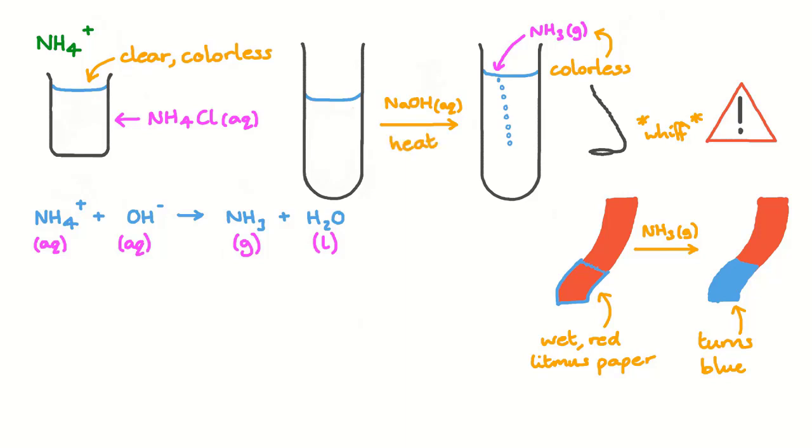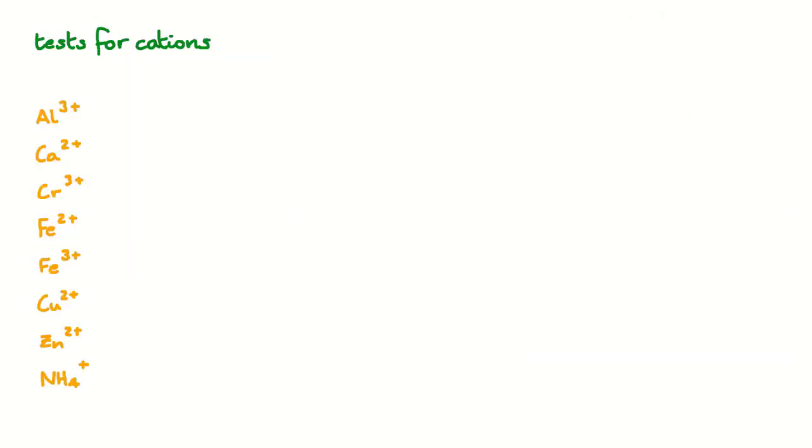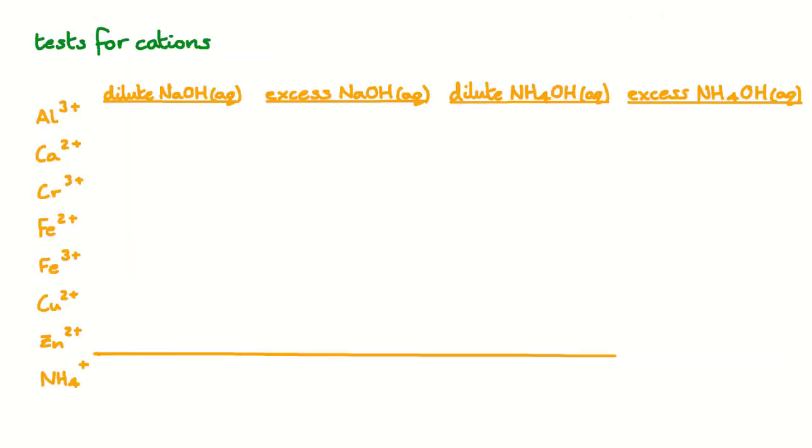In some cases, you may need to provide some heat to produce enough ammonia for the test. Now that's all the ions we're going to look at in this video. Let's look at them all at once. Here are the cations, and here are the tests. I've isolated ammonium for now. If we get a precipitate for a particular test, we'll put a tick, otherwise we'll put a cross.